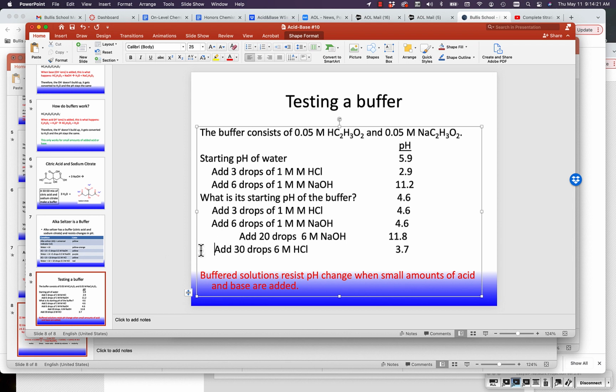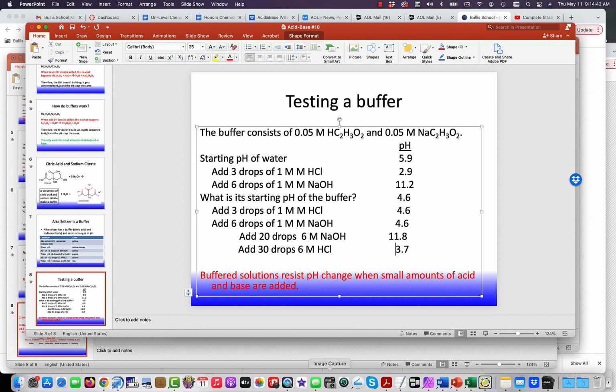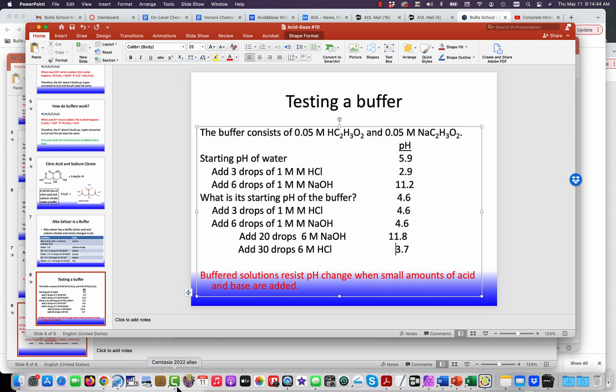So what I did is I raised the pH with the base first to 11.8, and then I added enough acid to overpower it. So you can see that you can't put an infinite amount of sodium hydroxide or hydrochloric acid, or any other strong acid or strong base, into something, because it can only resist a pH change for a while. Okay, so that's it for the notes, and then there's 2 videos.